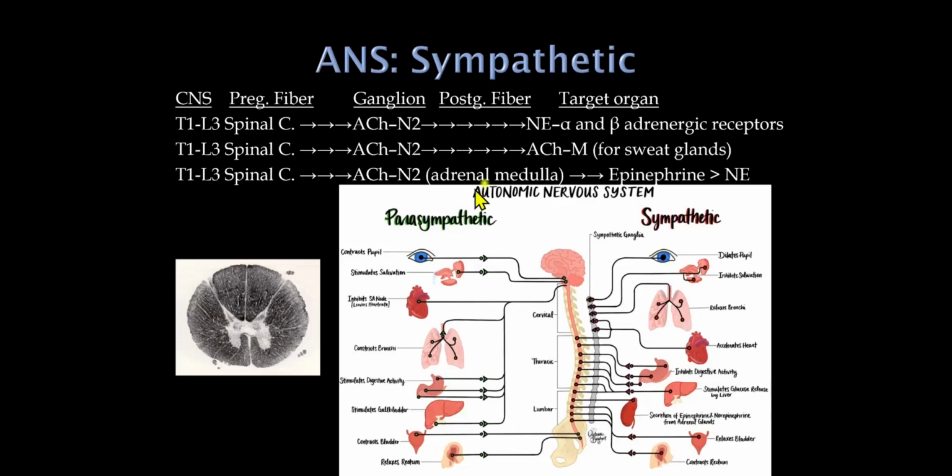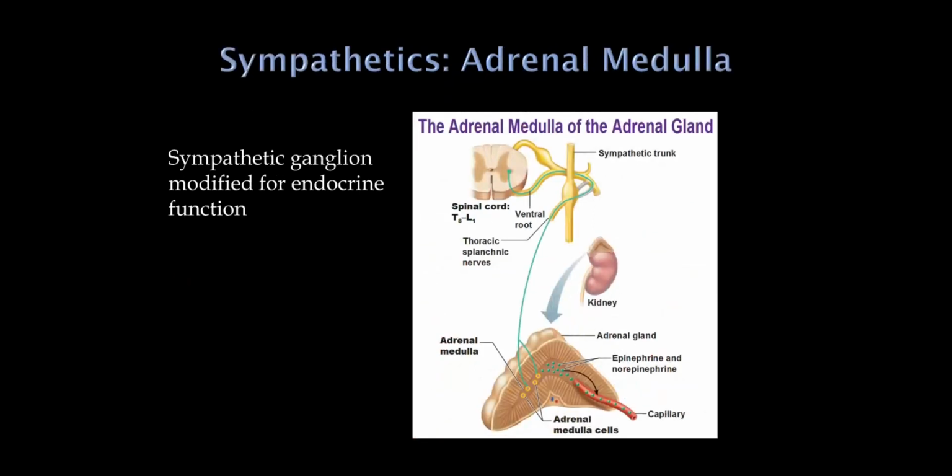Okay, and here's just a section of the spinal cord. Again, you don't need to know this for now, but this is the thoracic cord, and we can see these little preganglionic neurons located here and over here. Okay, not important, just wanted to give you a frame of reference.